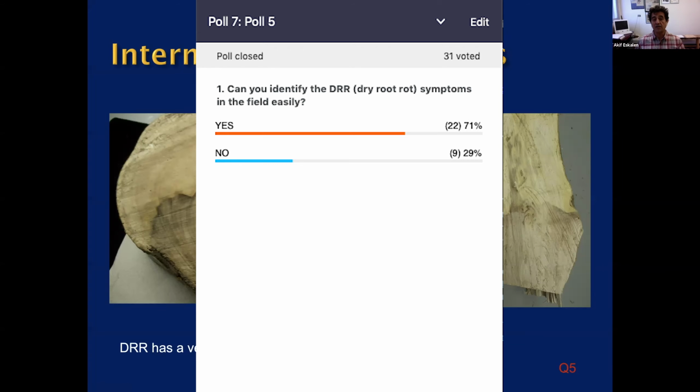Can you identify dry root rot symptoms in the field easily? Yes, you can have an idea about dry root rot just by looking at the canopy, then going to the soil level and looking with your sharp knife to see if you see that discolored area. That will give you an idea. But sometimes when the symptoms are not obvious at the soil or ground level, you may need to take some samples to the laboratory to confirm it as well. So that's what I will say.